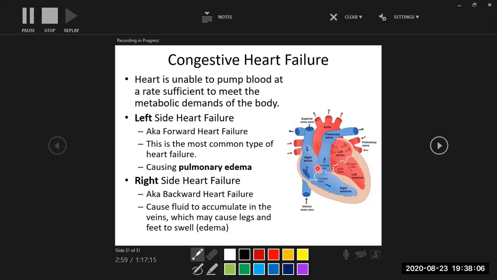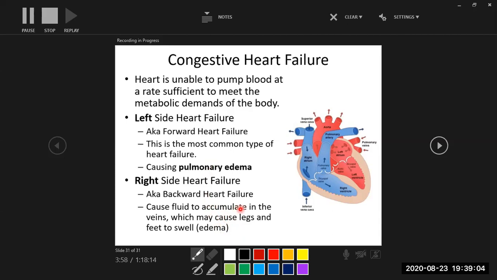If it's the right side, then because blood cannot be pumped out, blood remains in the right ventricle and the right atrium. Blood remains here, so blood cannot go in. This blood comes from the body, so the body will have fluid. You will see the patient will have fluid in their legs, usually in the body, and that is a sign of right side heart failure. Left side is also called forward heart failure, a very typical one, and it can cause pulmonary edema. The right side is also called backward heart failure. This is less typical, but it causes fluid to remain in the body.